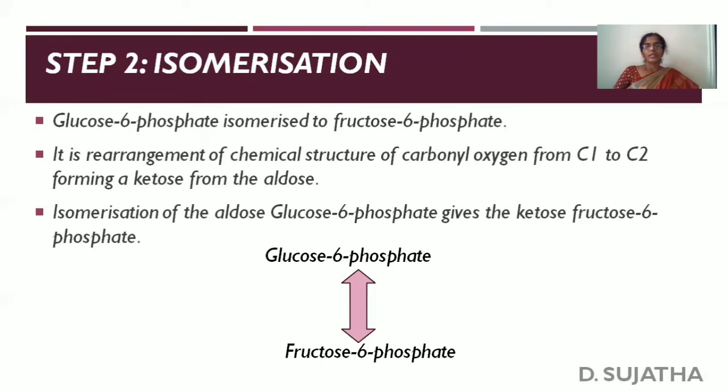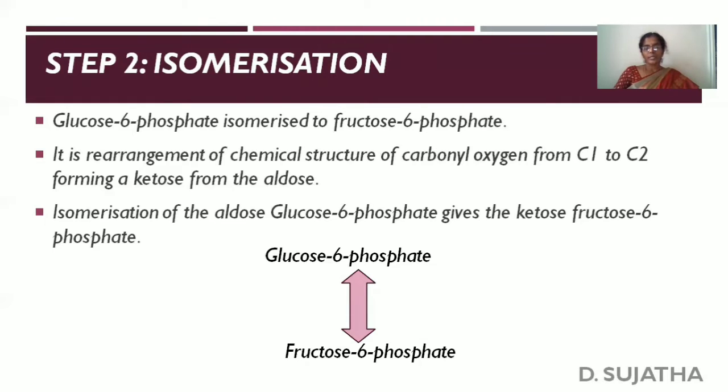Here the rearrangement of the chemical structure of the carbonyl oxygen takes place. The carbonyl oxygen which is present on the C1 carbon transfers to the C2 carbon, forming an aldose to ketose sugar. So the isomerization takes place, that is, glucose 6-phosphate converts into fructose 6-phosphate.